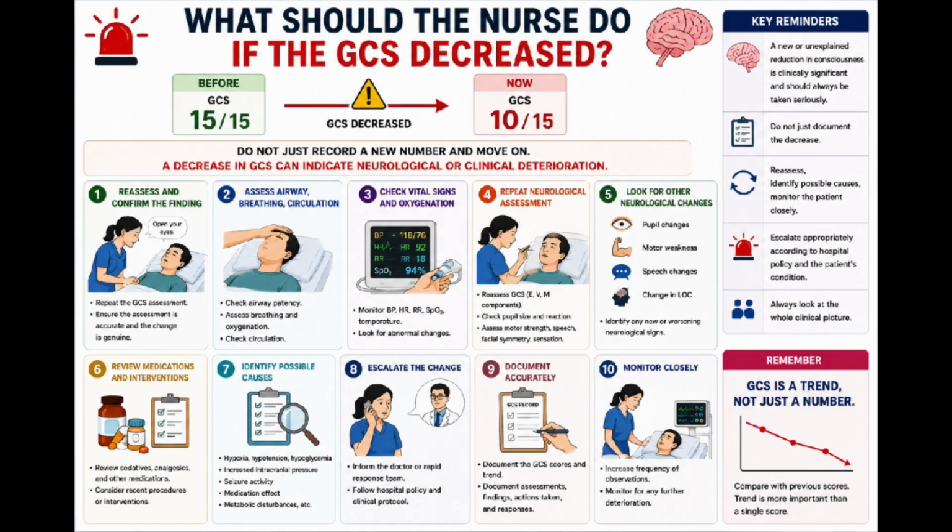Look for any other neurological changes such as changes in pupil response, motor strength, speech, facial symmetry or level of consciousness. Also review the patient's medications and recent interventions because medications such as sedatives or analgesics may affect the level of consciousness. Finally, escalate the change according to your hospital policy, clinical protocol and patient's condition.